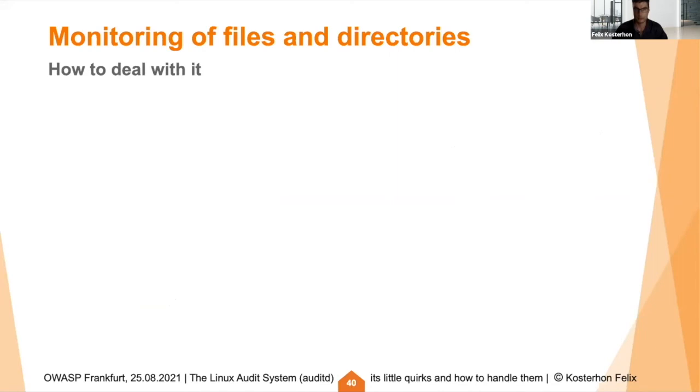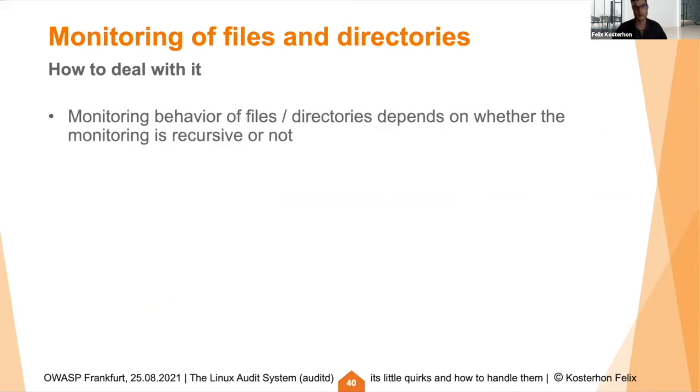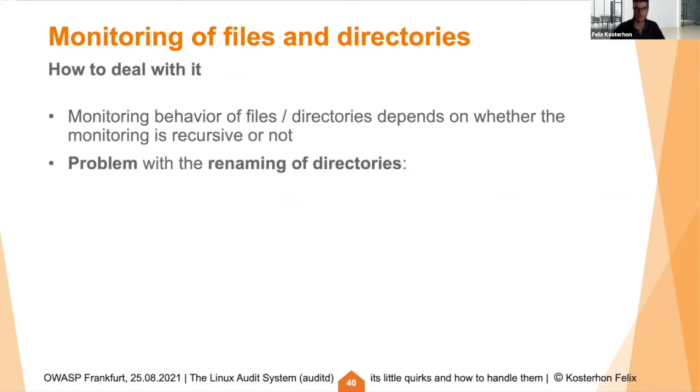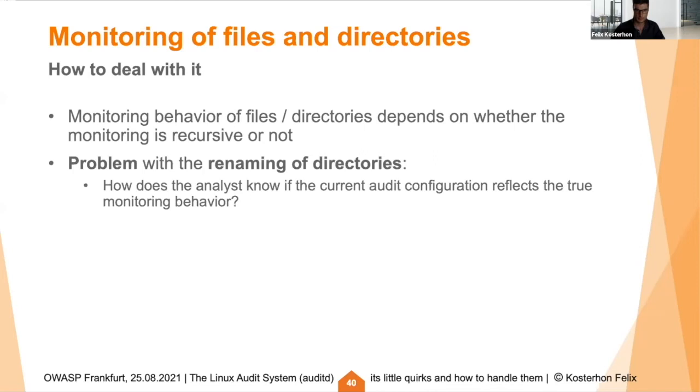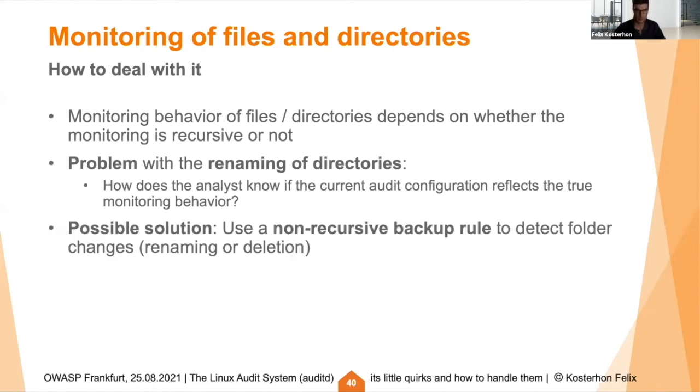And now we really have to think about how to deal with it. We know the monitoring behavior of files or directories depends on whether the monitoring is recursive or not. It has nothing to do directly with files and directories. And we had this problem with renaming directories. How does the analyst know if the current audit configuration really reflects the true monitoring behavior or not? In fact, he cannot know. I mean, he cannot know if somebody before him missed a log, for example. But we can help him.